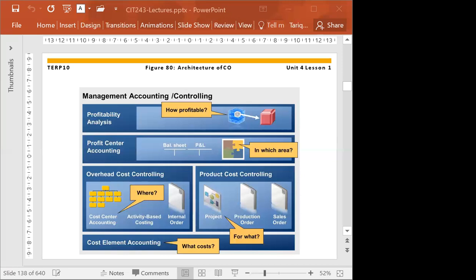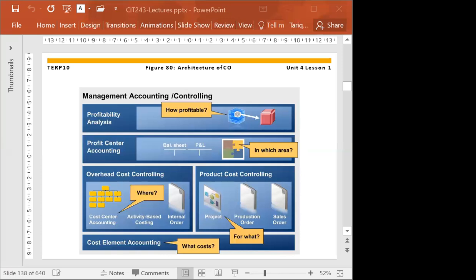Actually, you can say that any cost or revenue that occurs in your organization has to go to the cost element accounting if your managerial accounting is active. This cost element accounting provides you an overview of the cost or the revenue that occurs in your organization.